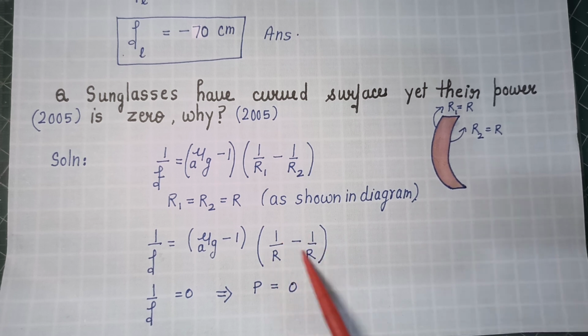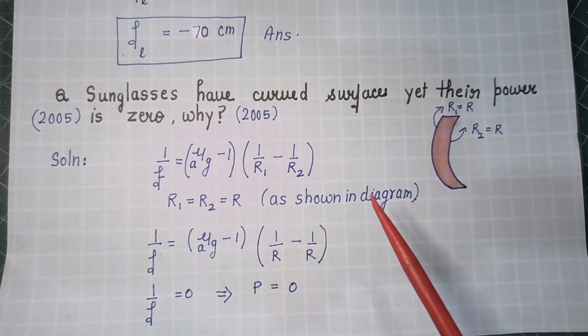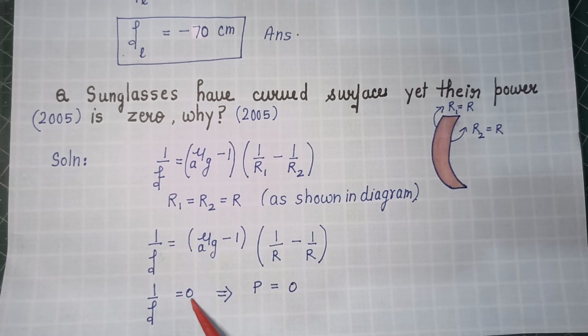When we substitute this value, 1 upon R minus 1 upon R will get cancelled and 1 upon F will be equal to 0, that is power will be equal to 0. So this is the answer of this question.